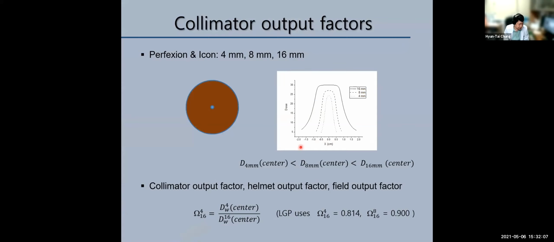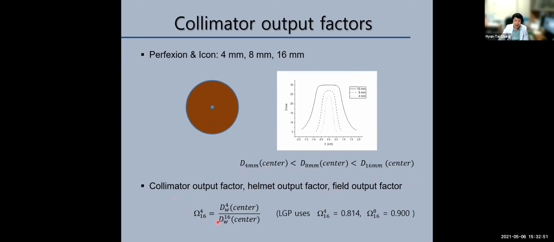Okay, we just finished the absolute dosimetry, and it's time to look at the relative dosimetry, the so-called collimator output factors. We know that Perfexion has 3 different collimator sizes: 4, 8, 16. When you measure the dose rate inside this solid water phantom, the absolute dose value at the center is different for each collimator. D4 is smaller than D8, and it is also smaller than D16. So the ratio of D4 to D16, and D8 to D16, is the collimator output factor, sometimes called the helmet output factor, and sometimes the field output factor.